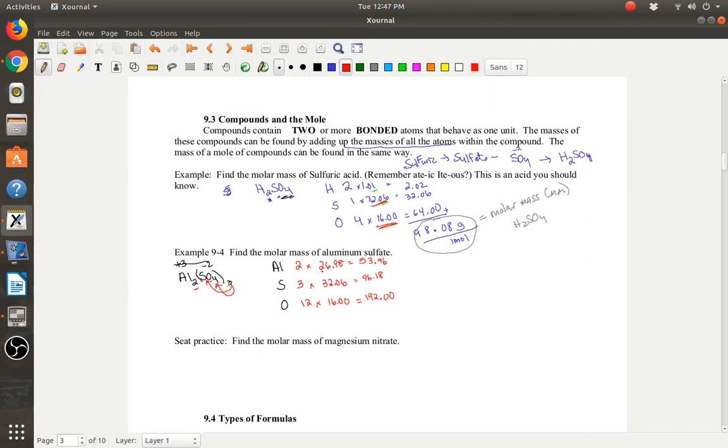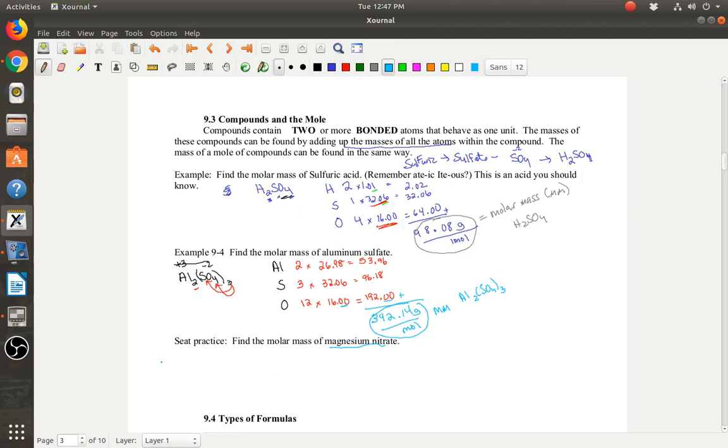I multiplied them all. Now you'll notice that I'm keeping the zeros here. You don't just write 192. That would be incorrect. You have to keep the significant figures here. So we're going to add all of those together to get the total molar mass. So 53.96 plus 96.18 plus 192.00 is 342.14 grams per mole. That's the molar mass of aluminum sulfate.